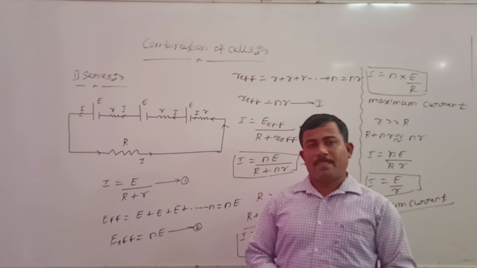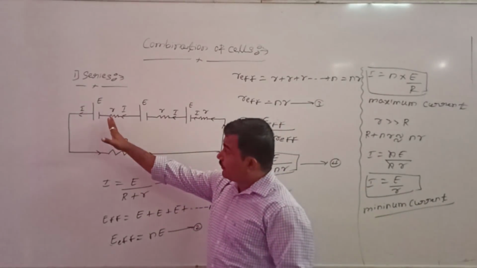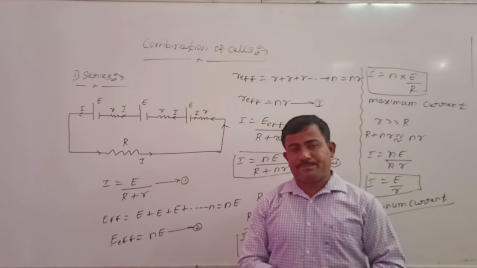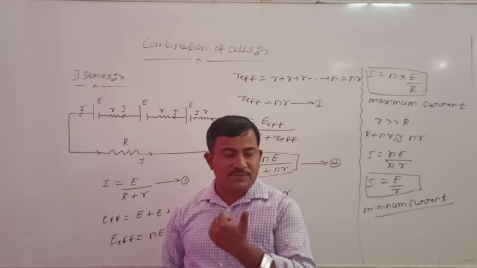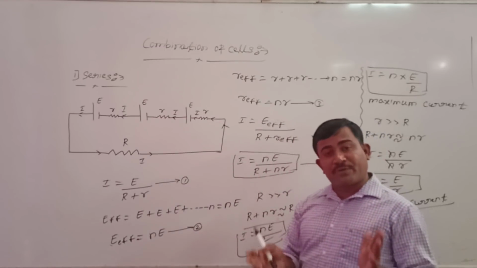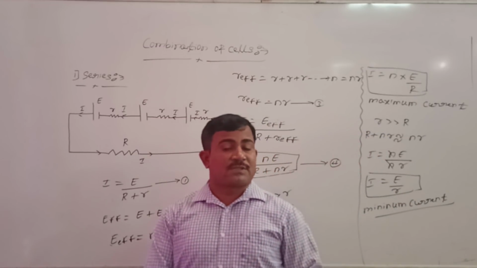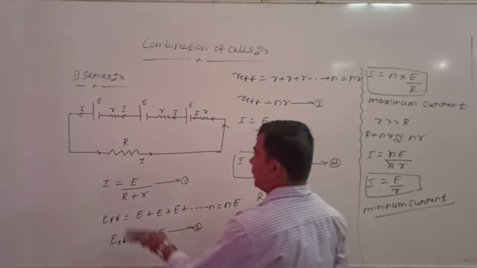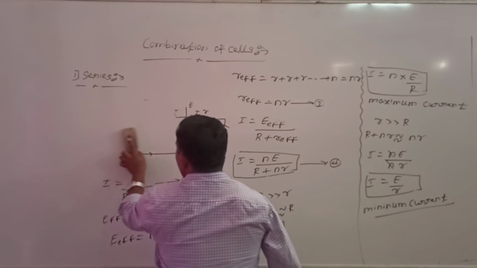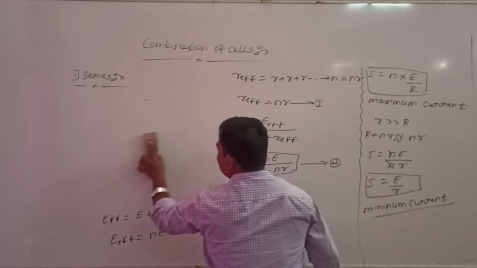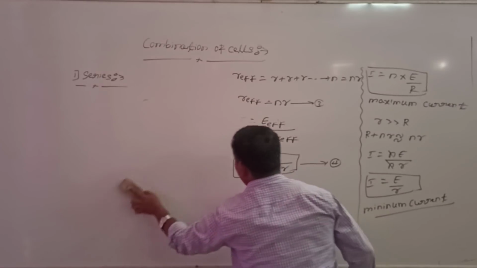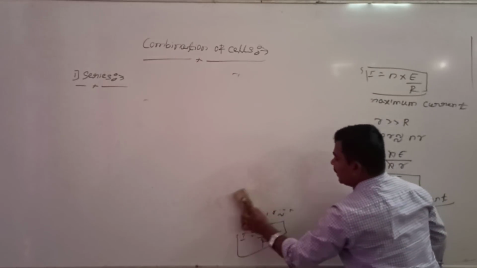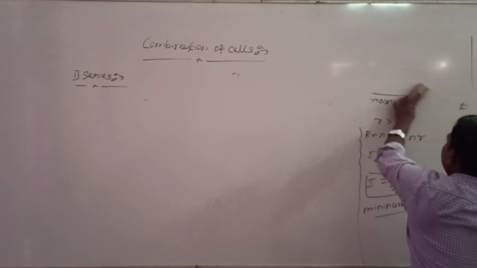But look at me. If cells having different EMF and different internal resistance exist, then the condition is different. Shall we see that? The cells of different EMF and different internal resistance are connected in series combination. That we will see, students. Again you will take the series combination. Here a number of cells are connected in series, with different EMF and different internal resistance.